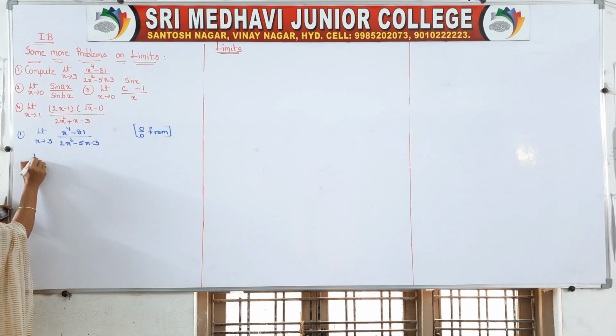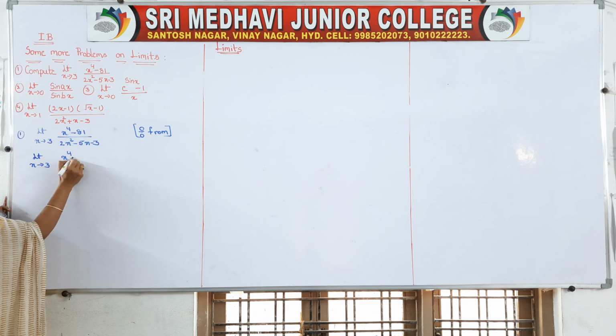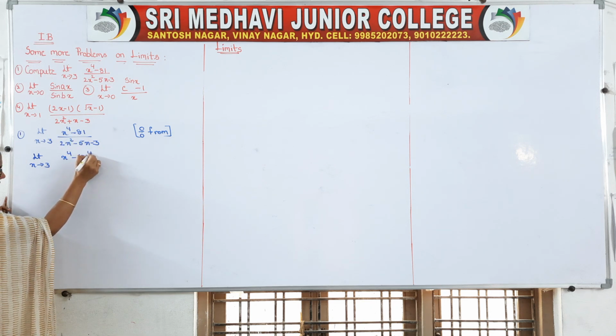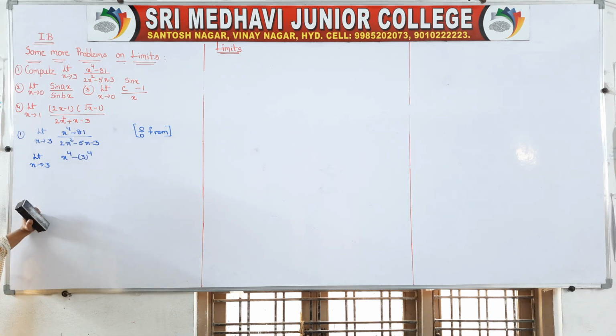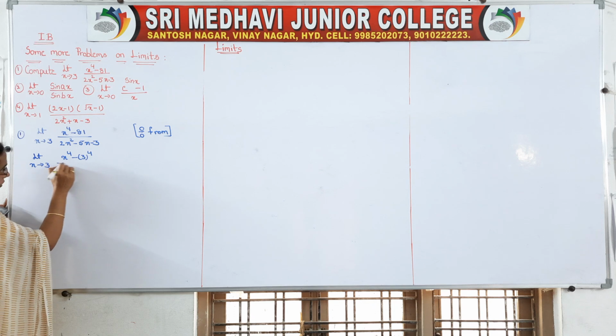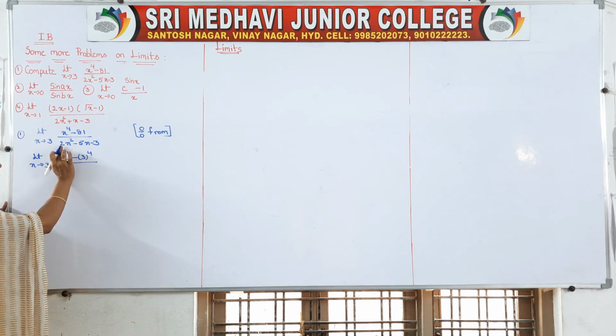Okay, so it is limit x tends to 3. We can write the numerator as x to the power of 4 minus 3 to the power of 4. 3 3s are 9, 9 3s are 27, 27 3s are 81. So 81 can be taken as 3 to the power of 4. Now come to the denominator, how we can take the factors.